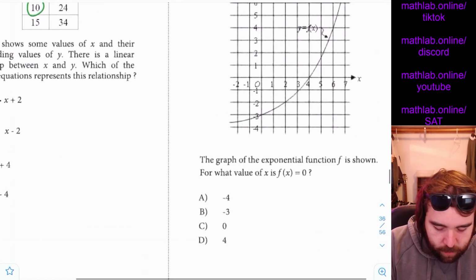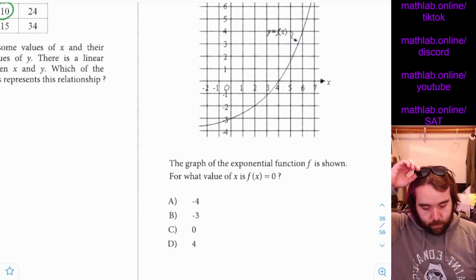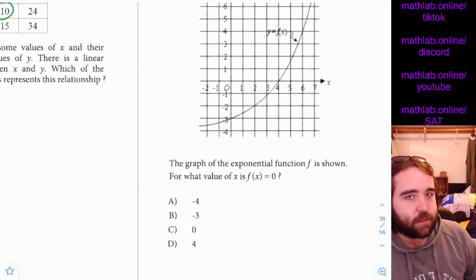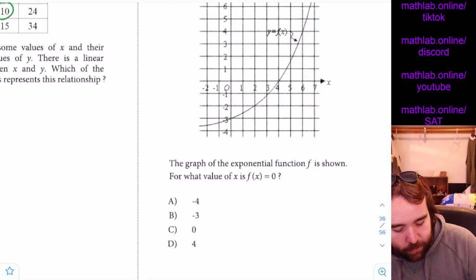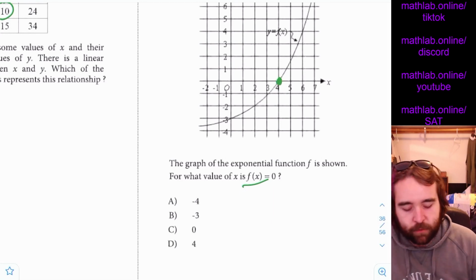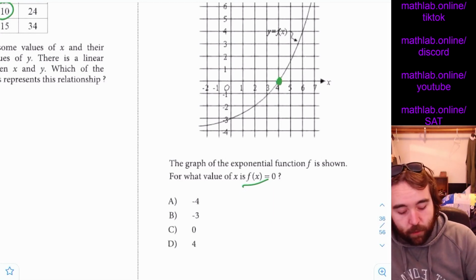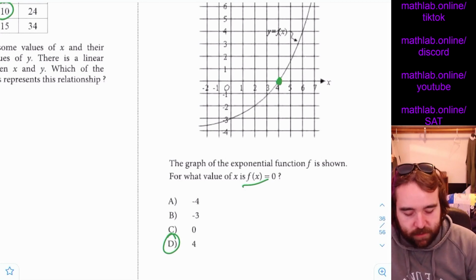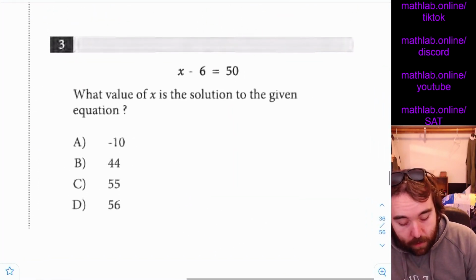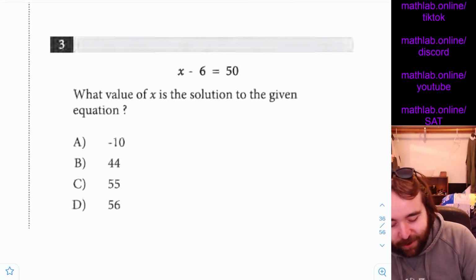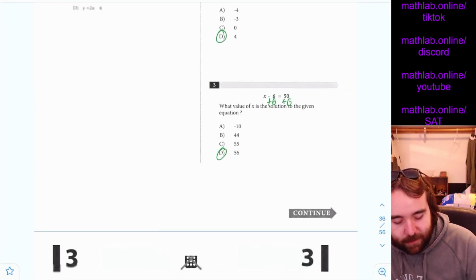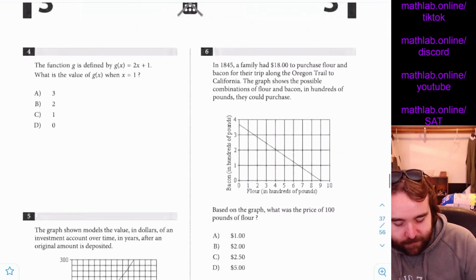Second problem looks a little harder because it's exponential. The graph of the function is there. For what value of x is f of x equal to 0? So see how they're saying, when is the y value equal to 0? What x value makes the y value equal to 0? And it does look like 4. f of 4 is equal to 0. Wow. Starting off really easy. They're so kind. Add 6 to both sides. 56. Don't let the big numbers scare you.